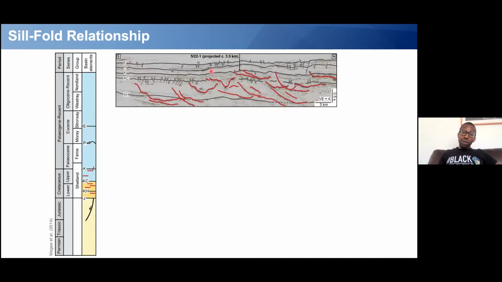You can see all the sills that were mapped in here. Craig was a complete hero. I don't know if he mapped all 82, he can tell you in the Q&A, but he certainly mapped a lot of the sills. I think he did, because I'm going to show you some of the sills in a moment. You see the well TD just above.